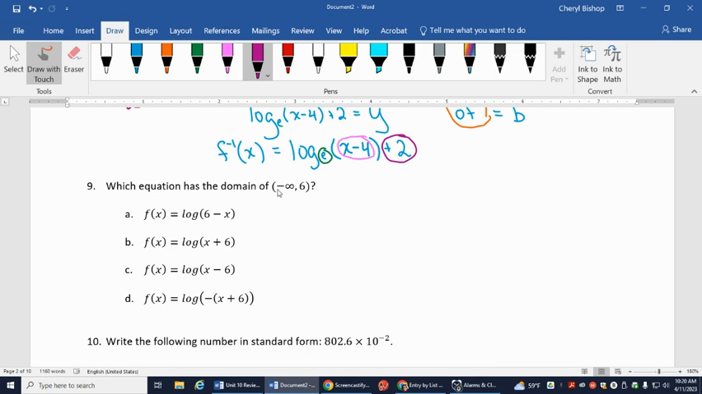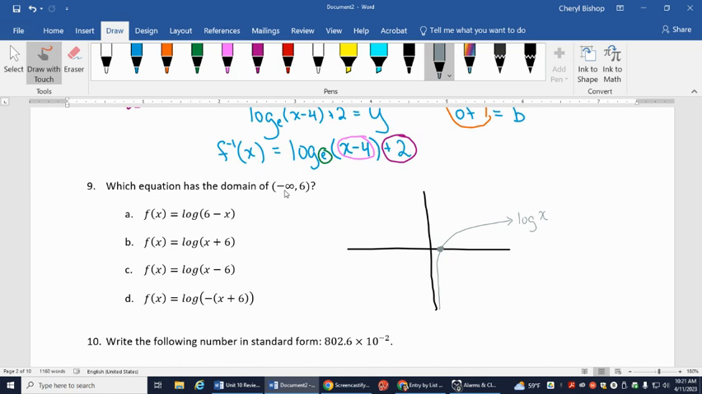Which equation has the domain of -6 to 6? And all of them are logs. If we think about a log, the parent function for a log is going to go through 1, 0, and it's going to look something like this. That's going to be my parent function, just log of x.